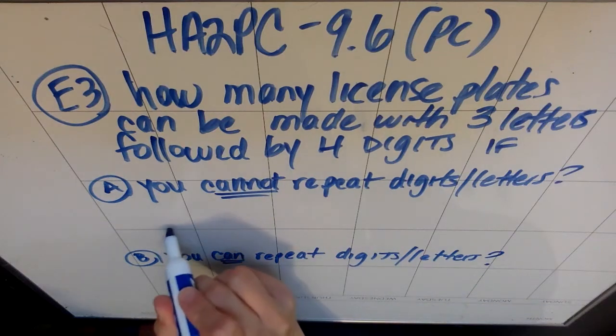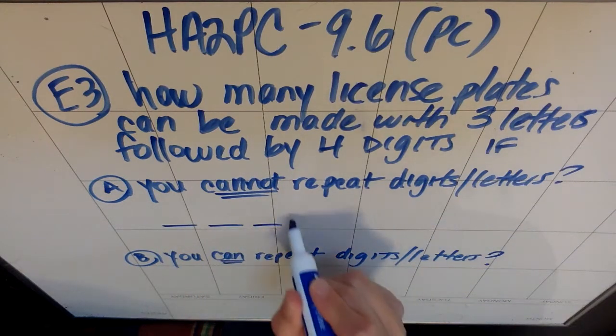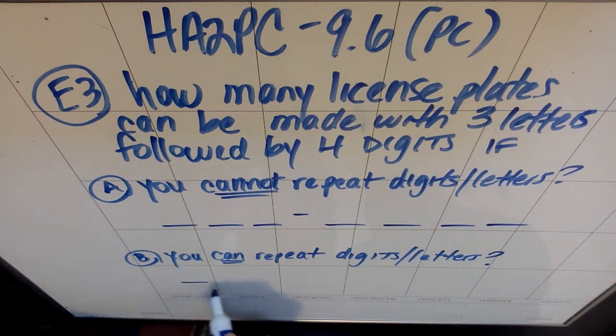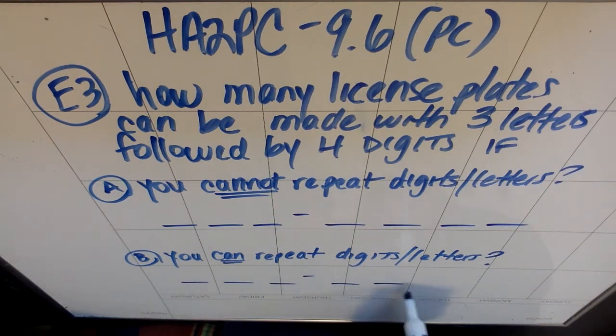The easiest way to do this is to put your blank spaces. There's your 3 letters, and there's your 4 numbers, right? And the same thing down here. Here's my 3 letters, dash, 4 numbers. Okay, cool. So here's the thing.